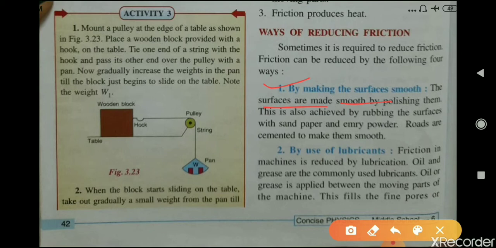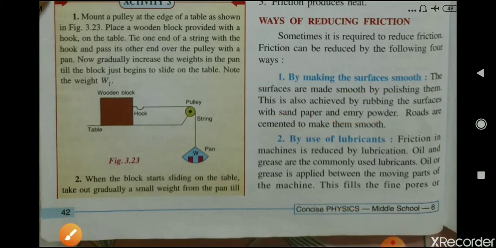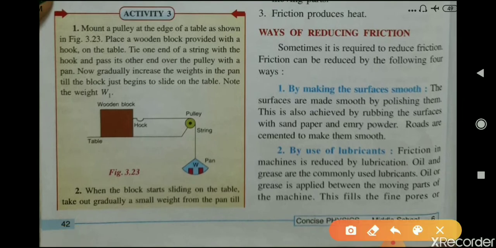This is also achieved by rubbing the surfaces with sandpaper and emery powder. Roads are cemented to make them smooth. We can make the surfaces smooth with the use of sandpaper and emery powder, and roads are made smooth by cementing them.